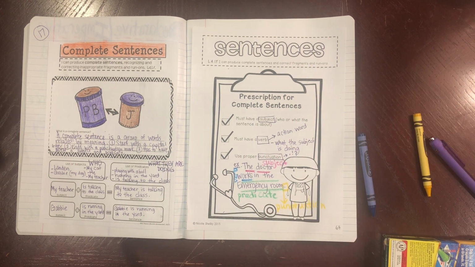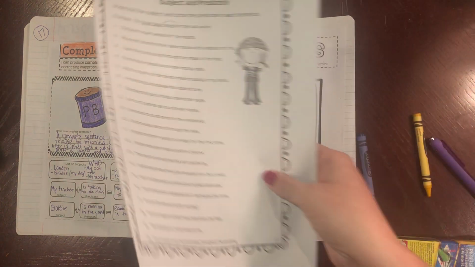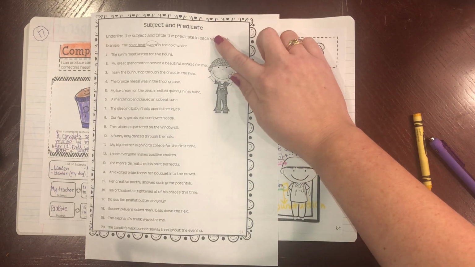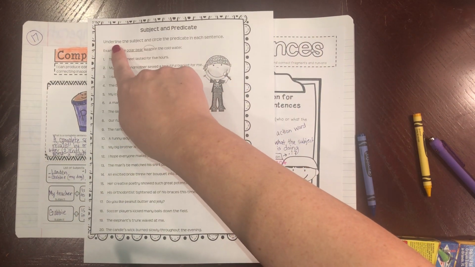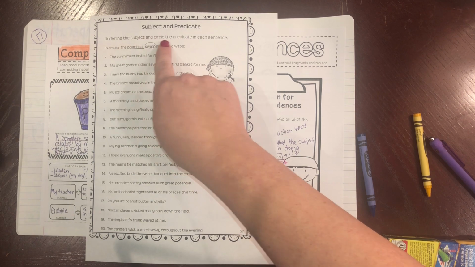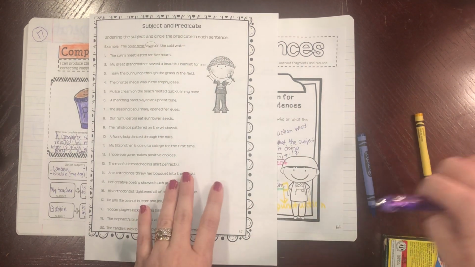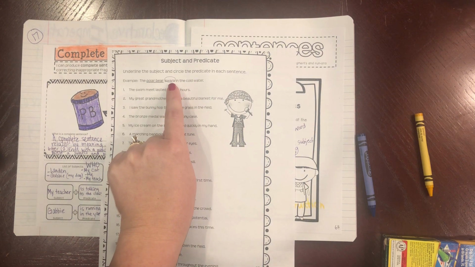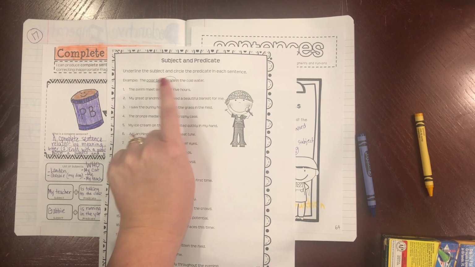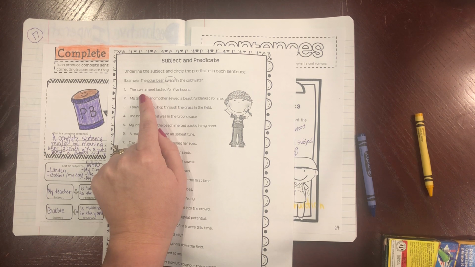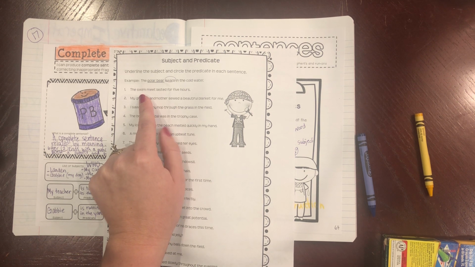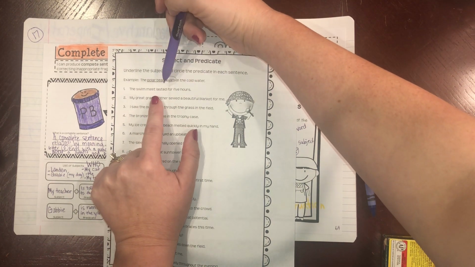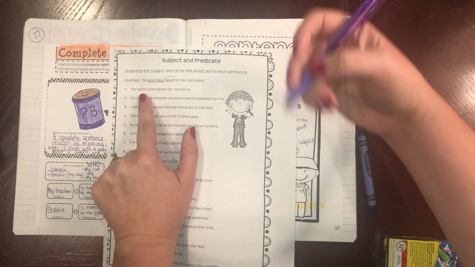Today you are going to finish up your practice by completing your subject and predicate page. On this, the directions say to underline the subject and circle the predicate in each sentence. The first one was done for you. So it says, example, the polar bear swam in the cold water. So we're going to look at the next sentence to see what is the subject to underline and to circle the predicate. So it says the swim meet lasted for 5 hours.